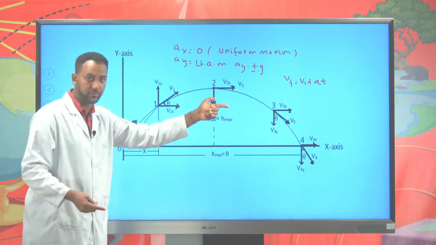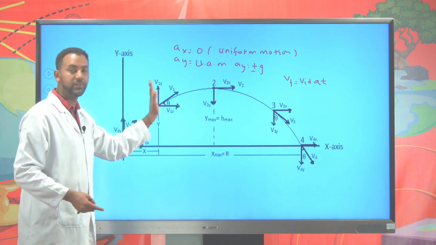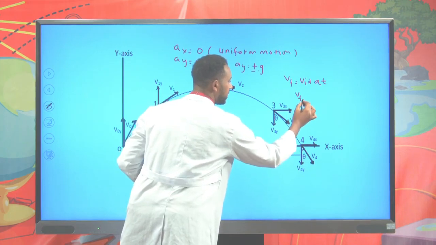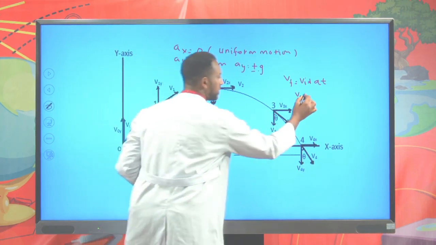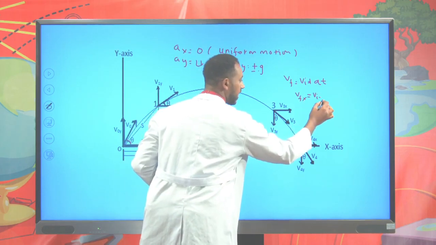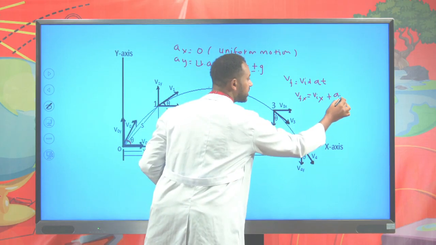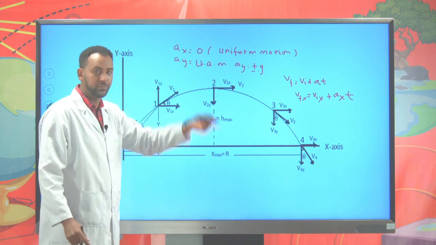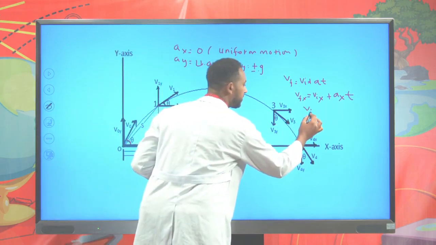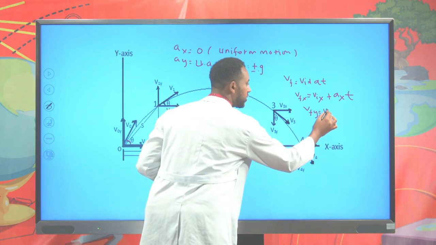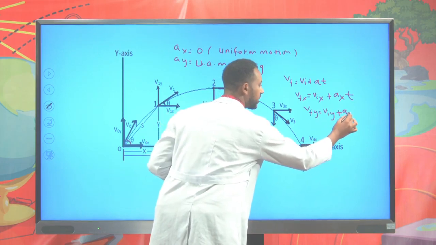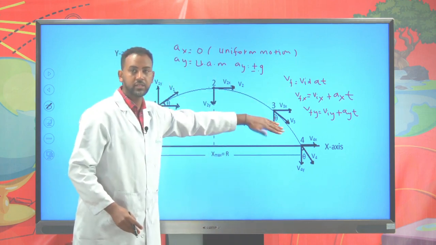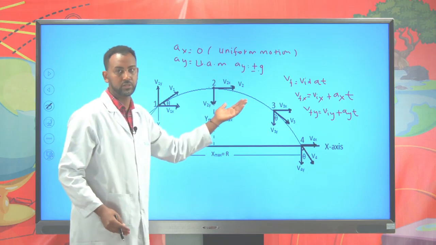To find the velocity v, you should have the horizontal and the vertical components. So we use x and y, meaning the final velocity along x equals the initial velocity along x plus acceleration along x times t. This is how to find the horizontal component after time t. It's also possible to find the final velocity along y: the initial velocity along y plus acceleration along y times t. We know this equation. The only thing we have done is apply it along x and along y, the horizontal and vertical projections.